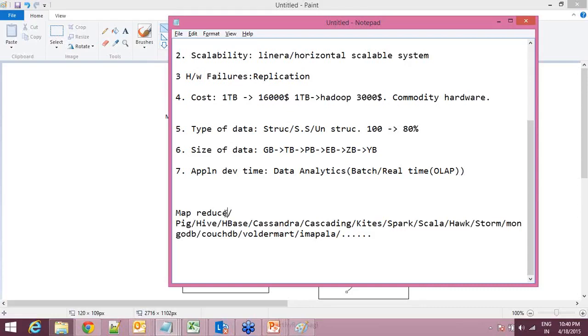We need to write MapReduce programs to do this functionality, so we need to know a programming language. If you know any programming language, you can write MR programs. Basically you need a programming language, and writing this complex code is very tough. It's difficult to maintain and debug that code. That's why the ecosystems came.